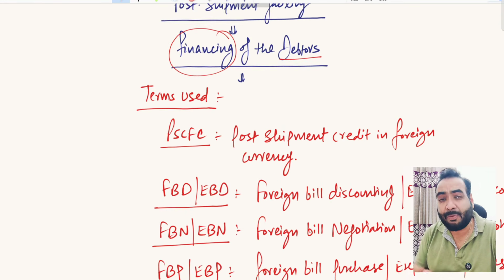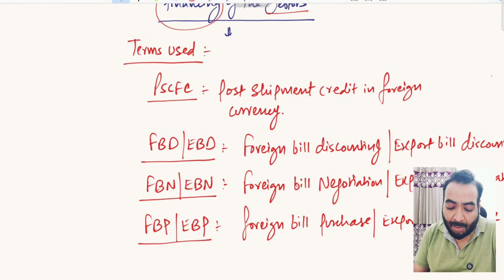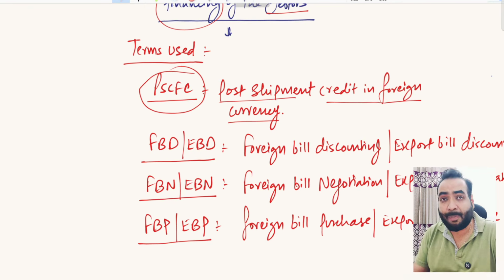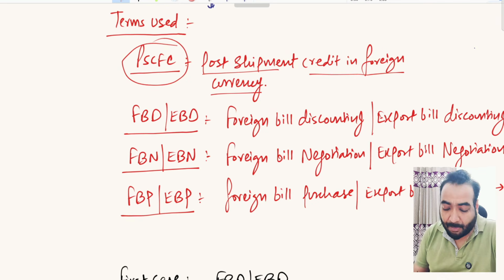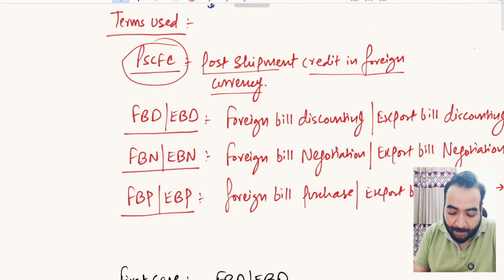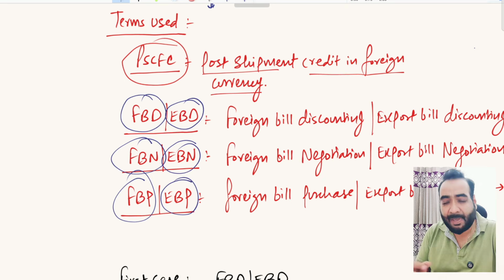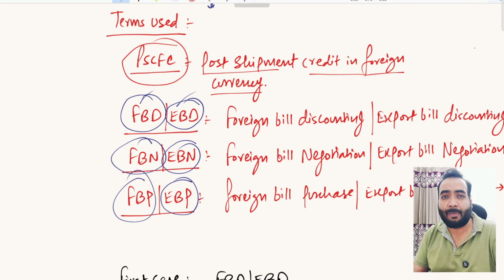So what are the terms used for post-shipment finance facility? The one term used is PSCFC. That means post shipment credit in foreign currency. So in your bank, you may hear this term as well. Some other banks use these terms, that is FBD, FBN, or FBP, or interchangeably they use EBD, EBN, or EBP. There is one slight difference between FBD and EBD facilities with respect to the approved lines of the banks with the foreign bankers, which is not of major concern for us. We just want to understand the concept only here.